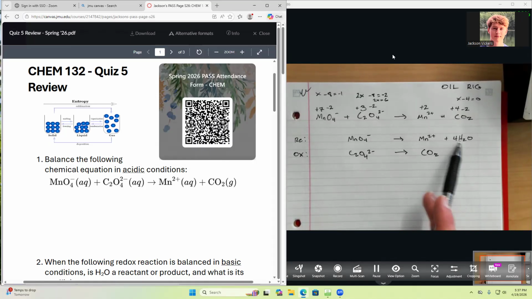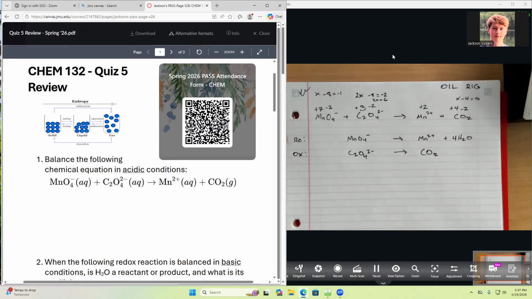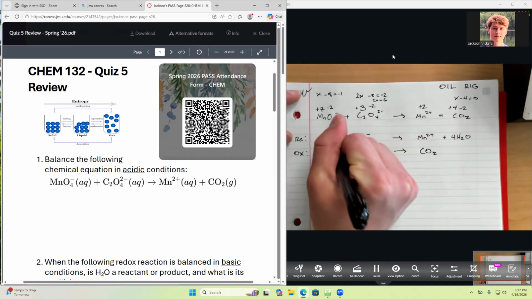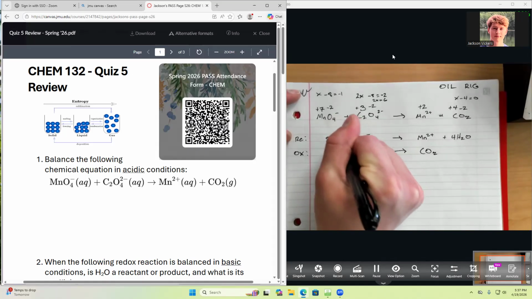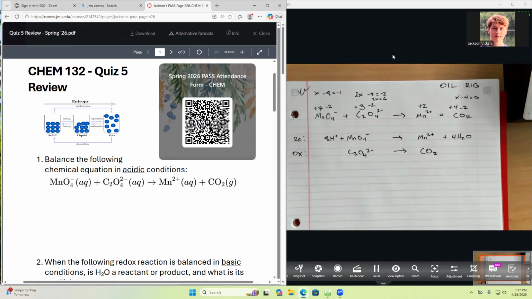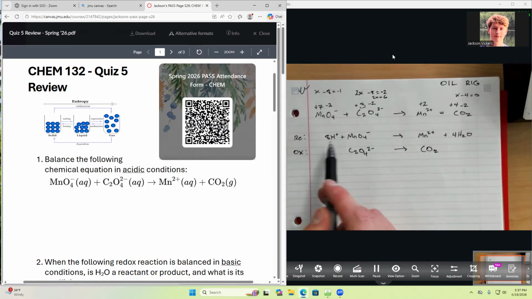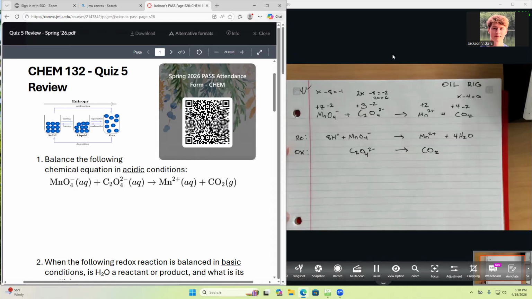So we have to always multiply this by the subscript 2. That means we have to add 8 protons to this side. And this is where we're going to talk about how we're doing this in acidic conditions. The fact that we're in acidic conditions means we have a lot of hydronium ions floating around. So we can do this. That's fine. It's not messing with anything. I'll show you in the next problem what happens when we're in basic. But for now, this is good.